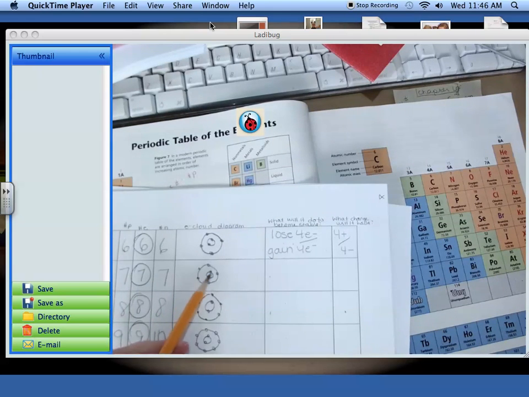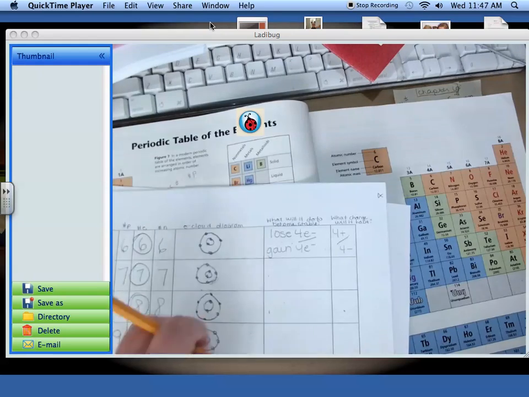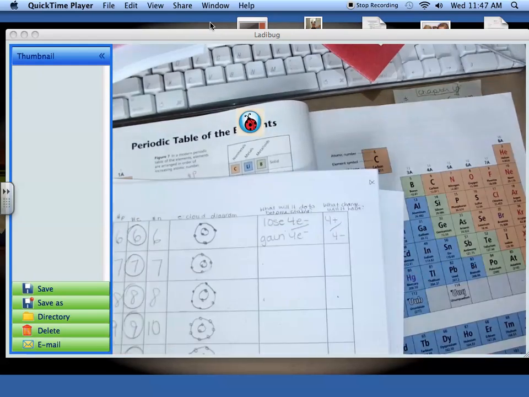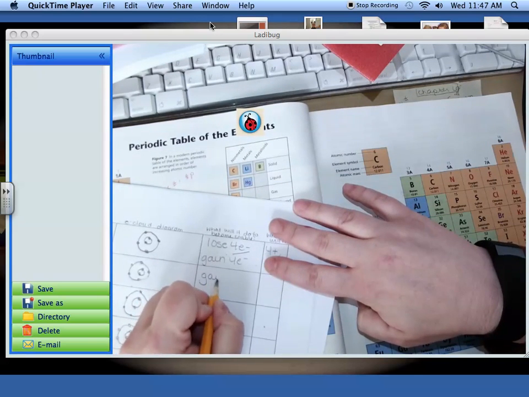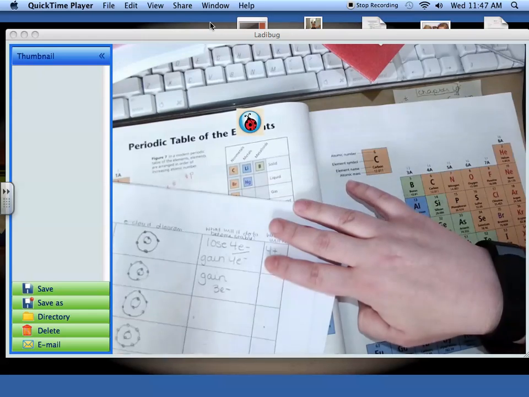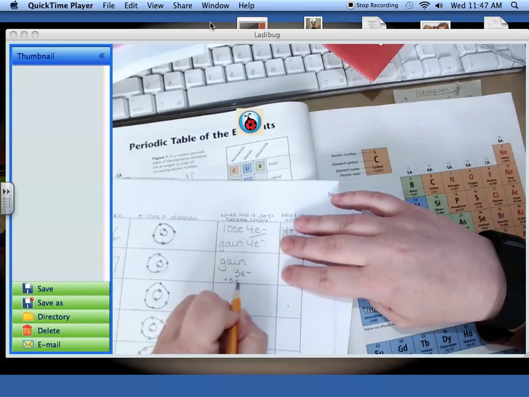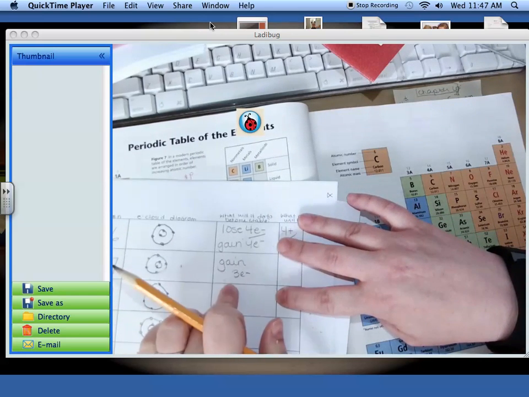Nitrogen has 1, 2, 3, 4, 5 electrons there. If it could just add 3 more, 1, 2, 3, it would have 8 electrons there. Or it could get rid of 5. Remember, it's always going to do the smallest number. So it's going to gain 3 electrons. I do not want you to say plus 3 electrons. Do not do that. Actually write it out. Gain 3 electrons.